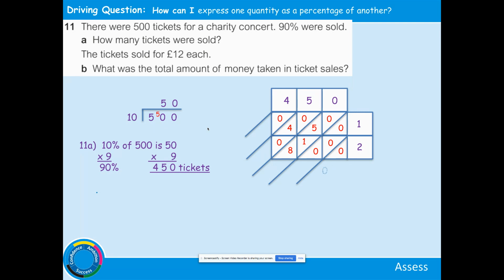Okay, now we add our diagonals. We've got 0 there, 0, 0, 0, 0. 8 and 1 is 9 and 5 is 14, so carry the 1. So 4 and 1 is 5. And there's 0 in that column there. So we just drop those numbers down into a straight line. And remember, it's pounds. So the money taken for 450 tickets is £5,400.